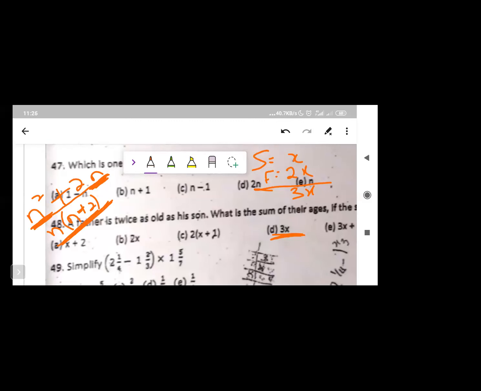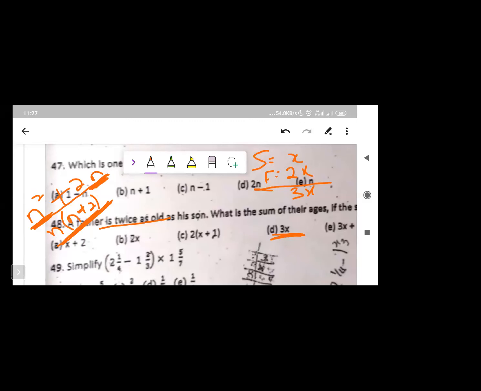Now, let me explain this again. Number 48. It said a father is twice as old as his son. I said the meaning of the statement twice is 2 times. So the age of a father is 2 times that of the son. So it means if the son is 20 years, the father will be 40 years. If the son is 100 years, the father will be what? I hope you will not say 50. The father will be 2 times 100. That is 200. So that is what we mean by twice as old.